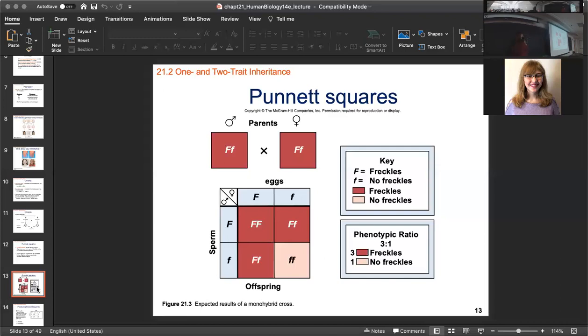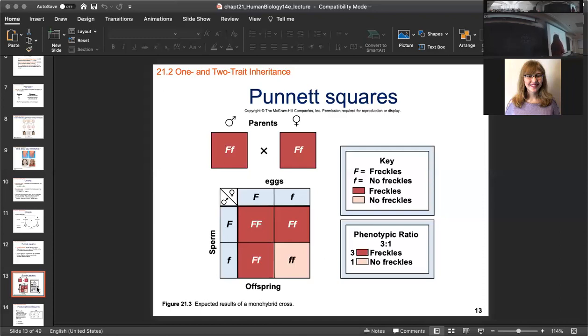Try the other two without looking at me, if you want to, on a scratch piece of paper. I go here and here. I get big F, small f, big F, small f, small f, small f. Is that what they got here? Yes. Same thing. Big F, big F, big F, small f, big F, small f, small f, small f.